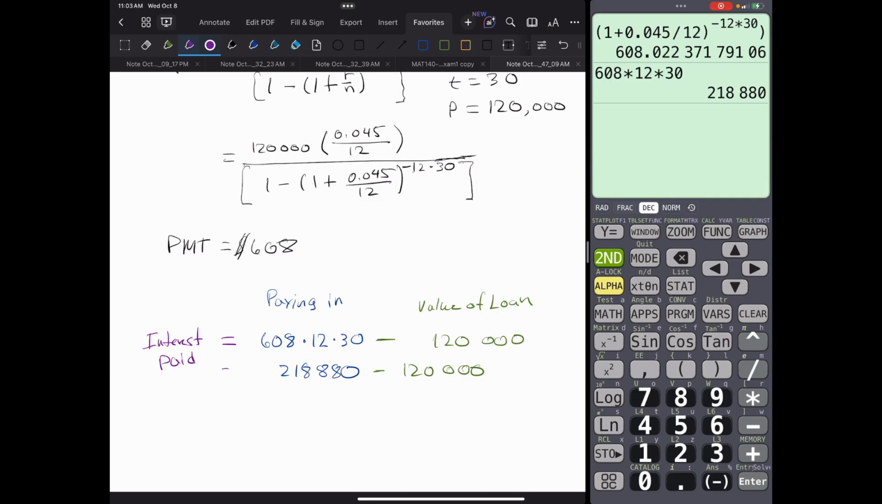And then, what do I get in the end? 218,880 minus 120. You give me a total of 98,880.